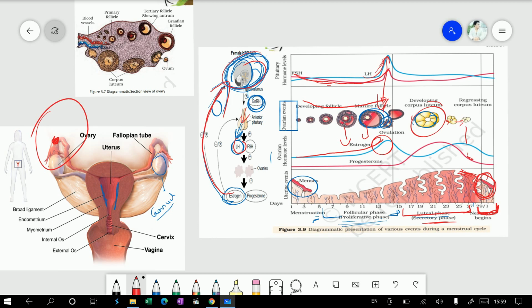And this LH will break this follicle, and that is why now this follicle will convert into a corpus luteum. Earlier it was secreting estrogen, so now it will secrete progesterone, and this progesterone is responsible for the nourishment of this uterine wall. That is why you can see here that the uterine wall keeps growing. But if there is no fertilization, this corpus luteum will degenerate, and the degeneration of this corpus luteum will lead to low secretion of progesterone, and as there is no progesterone, the uterine wall will break, blood vessels will break, and it will be released out in the form of menstruation.